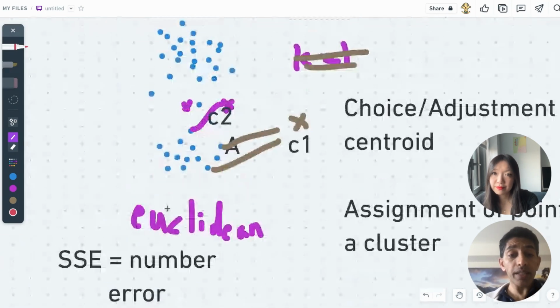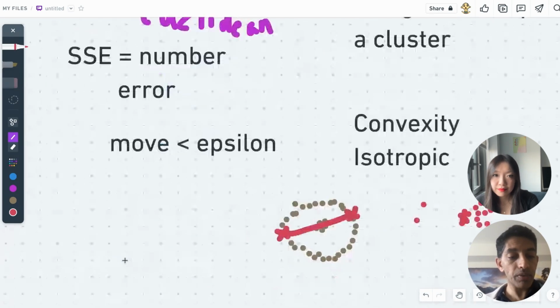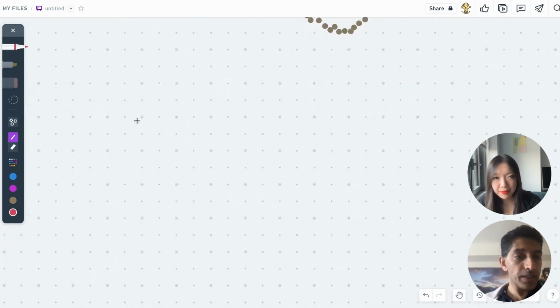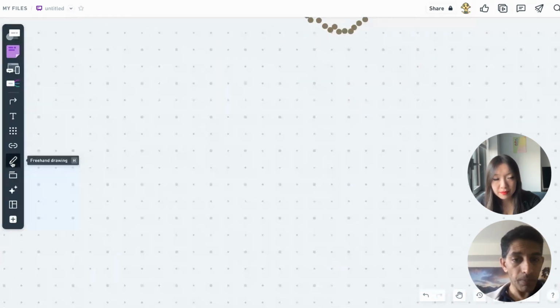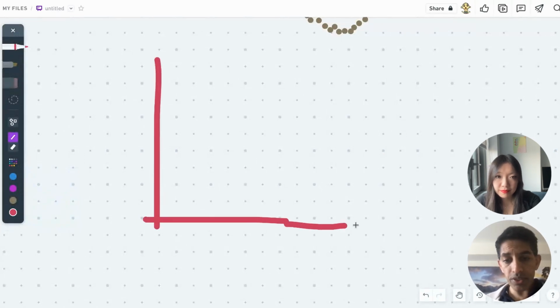And at the other extreme, where K equals 1, it is the center of gravity or the center of mass of these data points. And that becomes the highest possible SSE, right? So one can intuitively think through this, think about a plot of SSE versus K.